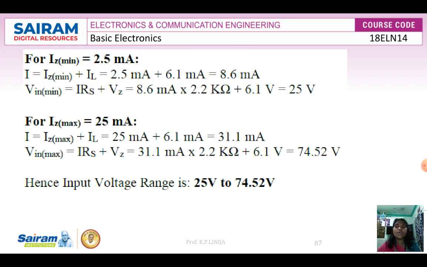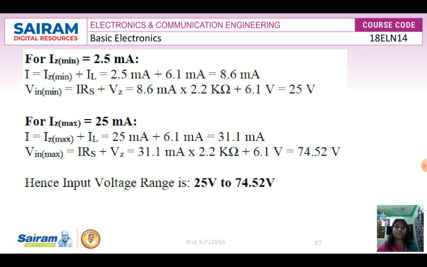Now, suppose the Iz minimum is 2.5 milliamps. How do we calculate it? I is equal to Iz minimum plus IL. Therefore, we get 8.6 milliamps. But what about Vin? Vin is equal to I Rs plus Vz. Therefore, substituting the values, we get the answer.